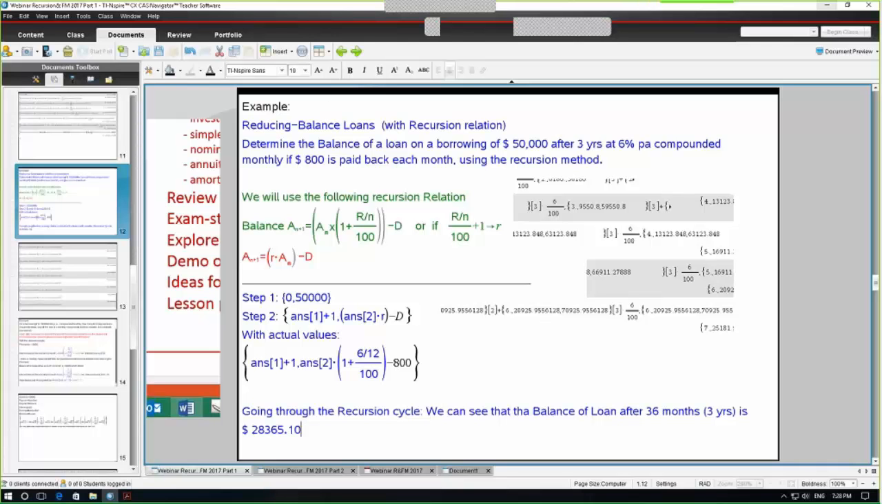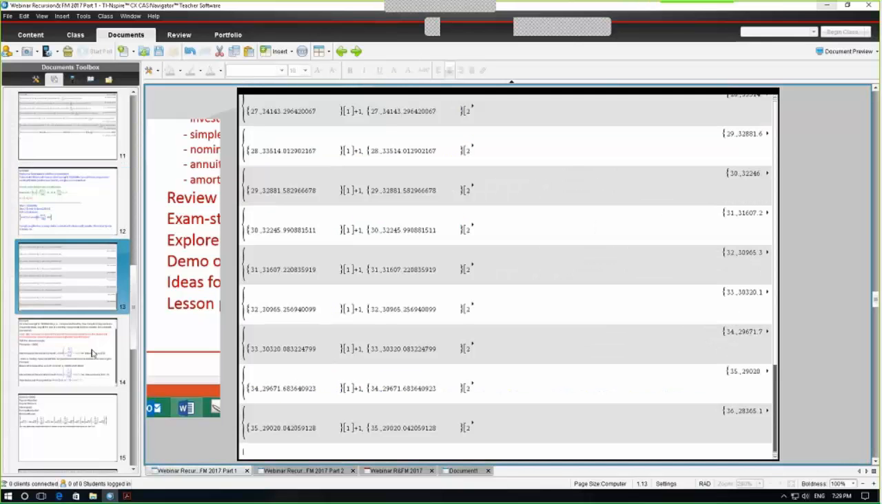So this is a reducing balance recursion relation. And once again, if you go through the recursion cycle, after 3 years, that is 36 months, so we'll be looking at the 36th term, you should end up with this value. So basically what you're entering on your calculator screen after you've entered your initial values is just that, and it generates the whole recursion pattern. Okay, so enough of that bit.